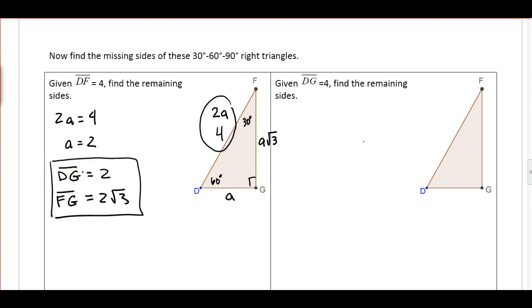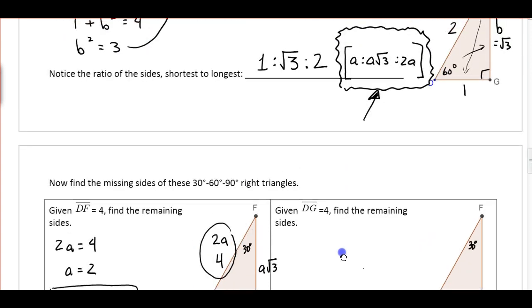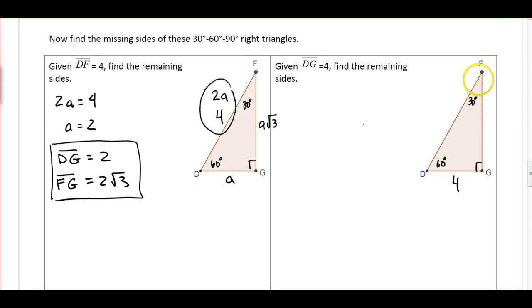Okay, so let's take a look at this triangle. Now I know that DG is 4, so here's my 4 over here. This is my 90, here's my 60, here's my 30. Okay, again, I'm going to label it with my ratio that I figured out up here, a, a root 3, and 2a. So I'm going to start with the shortest leg, that's going to be a. And then my hypotenuse is always twice as long as the short leg, so that's going to be 2a. And then my longer leg is a root 3.